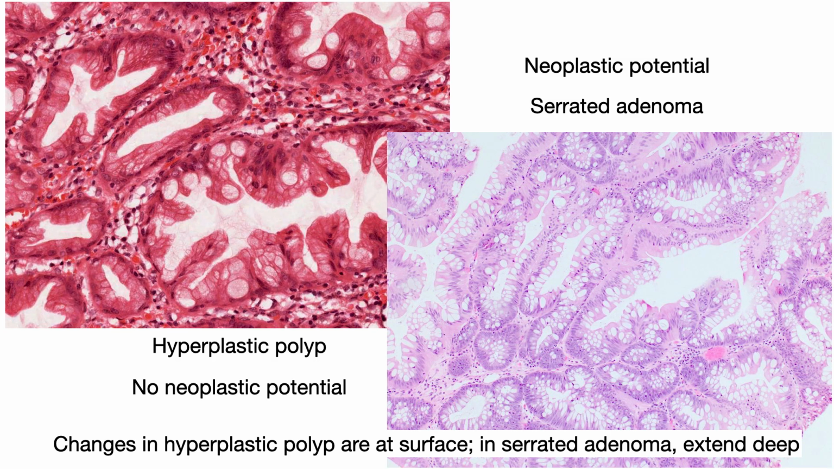But a hyperplastic polyp has the up and down undulation of the mucosal surface at the surface of the gland, and then serrated adenoma goes into the depth of it. And that's the difference between the two.